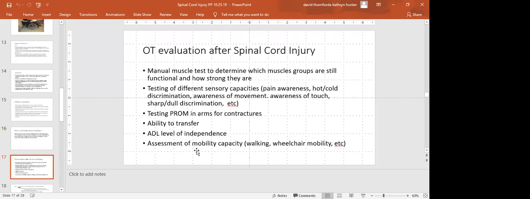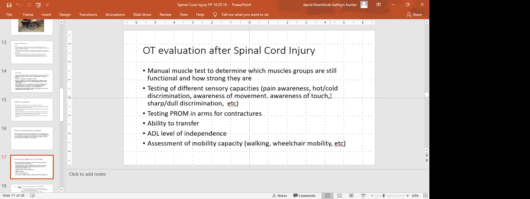So what do we do as OTs? The first thing, of course, we do is we evaluate. That's true of any patient. We'll do a manual muscle test. We try and figure out which muscles are still functional and how strong they are. You use the manual muscle test of first seeing if the person has any sort of contracture of the muscles, then seeing if they can move in a gravity-eliminated situation. So for instance, extending their elbows, if their arms are in a horizontal plane.